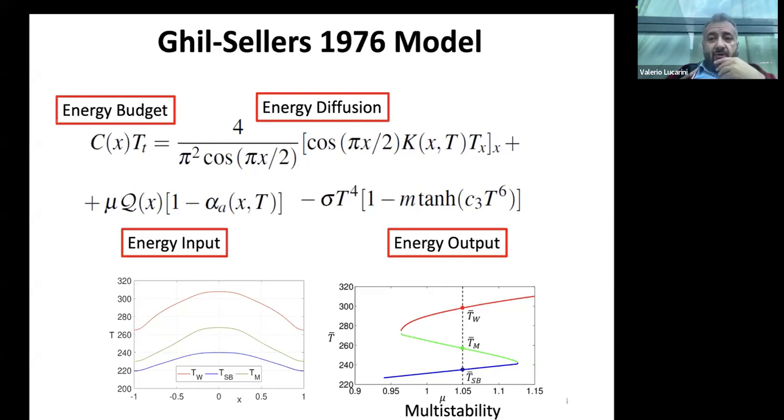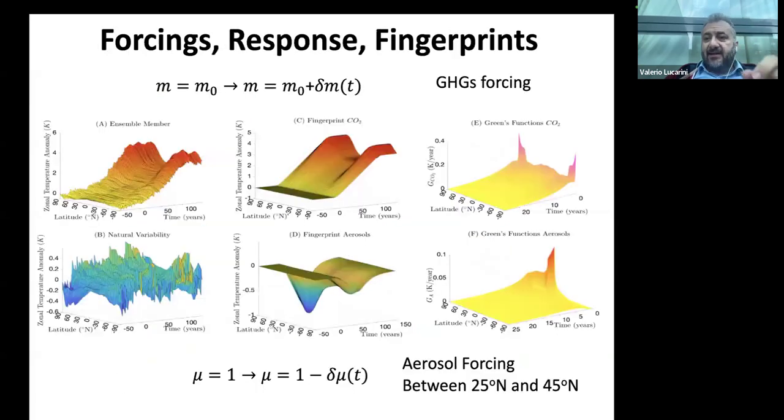And we have added a second forcing. We have altered this parameter to describe the CO2 increase. And then we added a local decrease in the incoming solar radiation in the northern mid-latitudes to describe the impact of aerosols, just as a thought experiment. We have combined these two, constructed the fingerprints using response theory, and tried to use these fingerprints to do detection and attribution at different time horizons for this model.